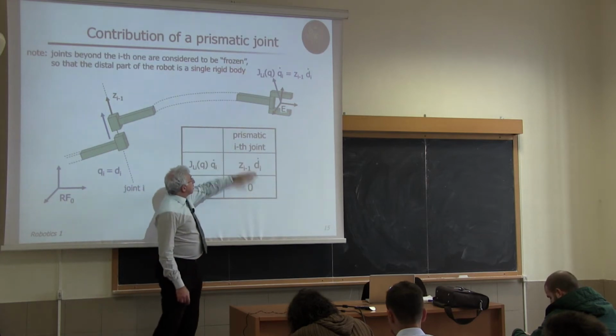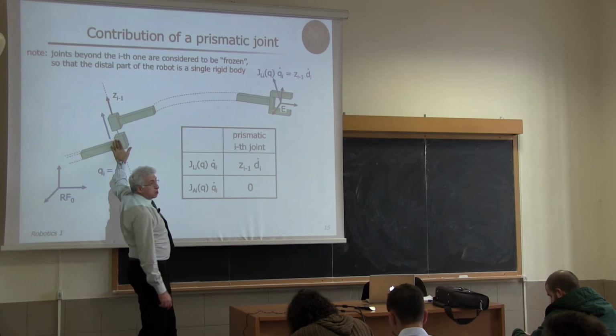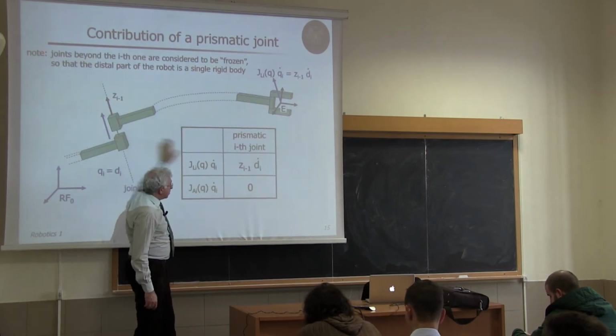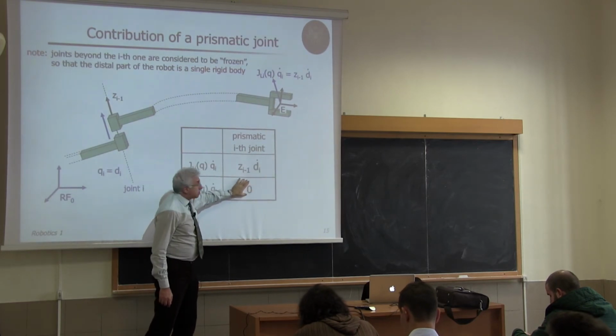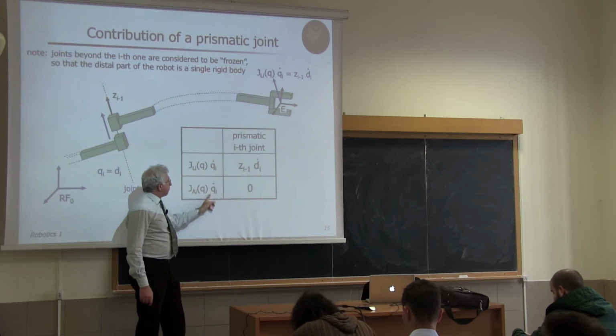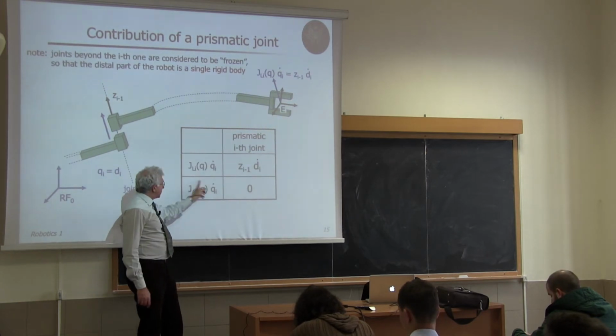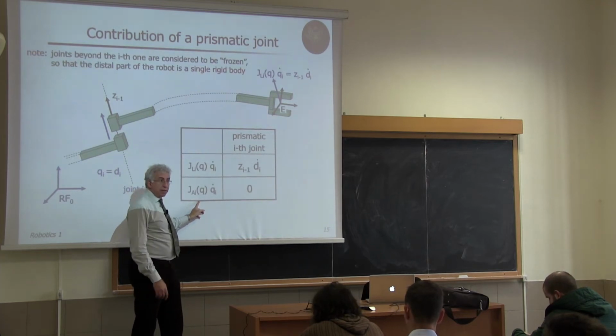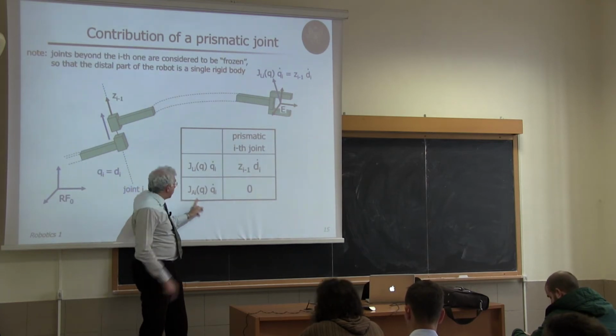What about angular velocity? Well, this does not contribute to angular velocity because it does not rotate anything. So this will be 0. There is no vector there, which means that the lower part of the ith column of the geometric Jacobian, when the joint is prismatic, will be 0.